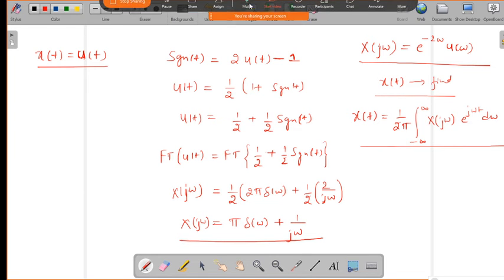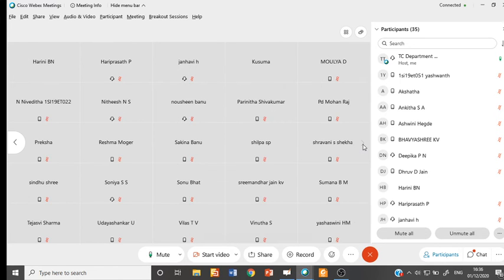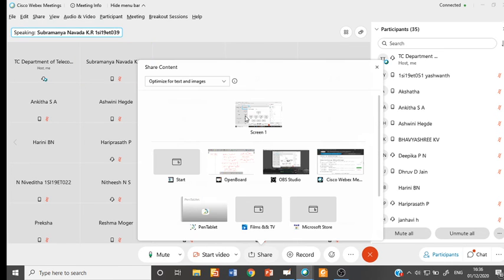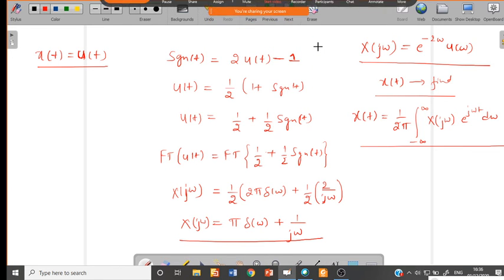Try to find out this answer. Is it understood? Any doubt? Anybody is having any doubt? Get it once again. Yeah. Try to find out.